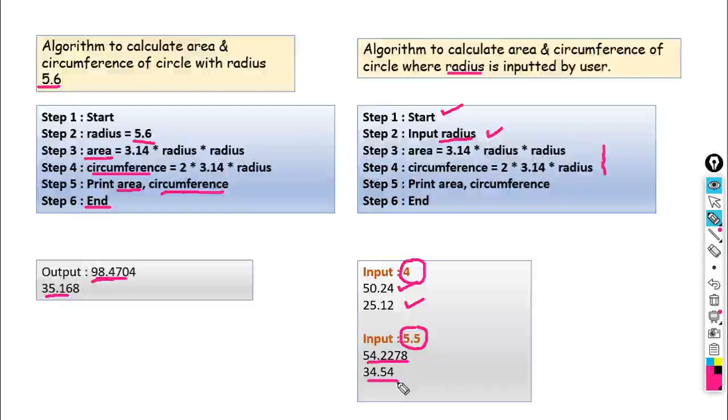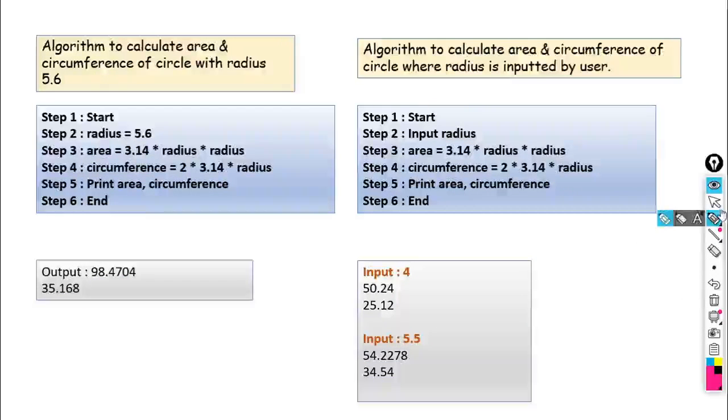Okay, so got it? This example has a constant value and this example has a variable radius. This radius will take its value from the user and then it will perform the calculations. So these two are the examples. Let us see another example here.